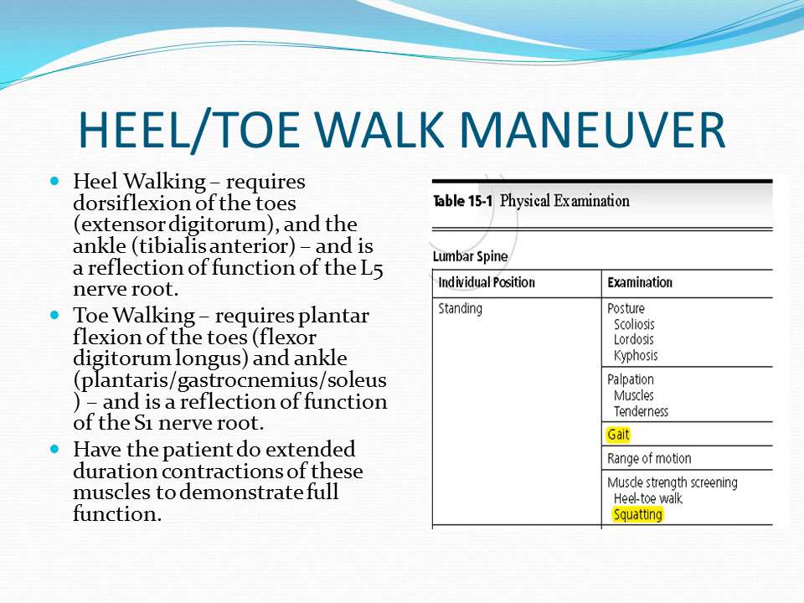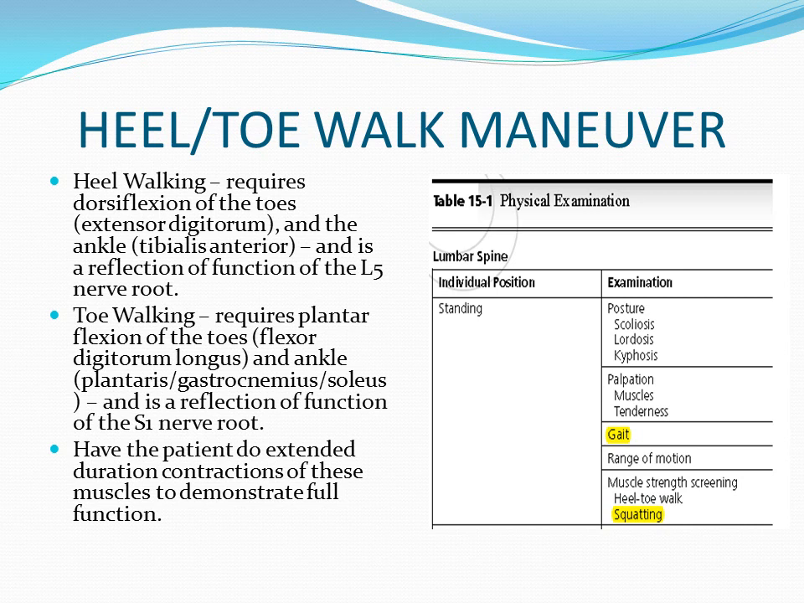So heel walking is L5. Toe walking requires plantar flexion of both the toes and the ankle. The toes are flexed by the flexor digitorum longus, and the ankle is flexed by the combined effect of the plantaris, the gastrocnemius, and the soleus, the so-called triceps surae. And toe walking is a reflection of function of the S1 nerve root. Okay, heel walking is L5, toe walking is S1.